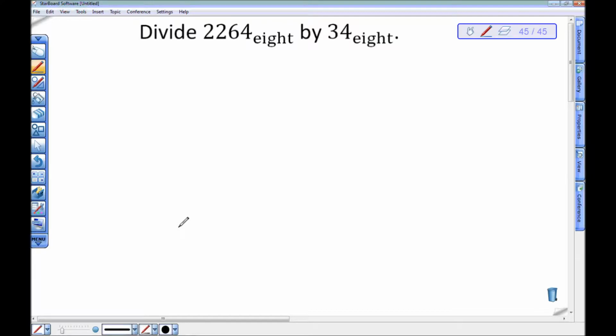So I want to take 2, 2, 6, 4 base 8 and divide it by 3, 4 base 8. Now, I could make a multiplication table. I would need all 8 of the possible multiples of 3, 4 base 8. And I could do that. It would take me a while, though. And in fact, it would take me longer than just doing this by converting these things to base 10. So that's my plan. So I've got 2, 2, 6, 4.